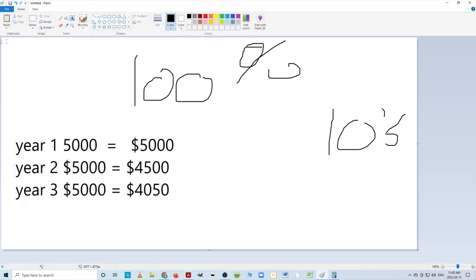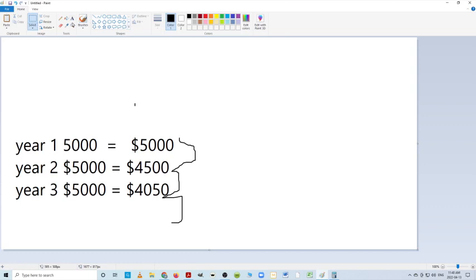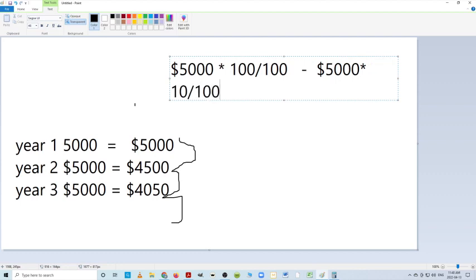But how do I have an equation that will lower this 5,000 to this, to this, to this? Well, we know it's going down by 10%. We also know it starts at $5,000. So in the beginning, it's worth 100%, which is 100 over 100. And it's losing 5,000 times 10%, isn't it? Which is 10 over 100. We could express that as 1 over 10, but let's just leave it as 10 over 100, okay?